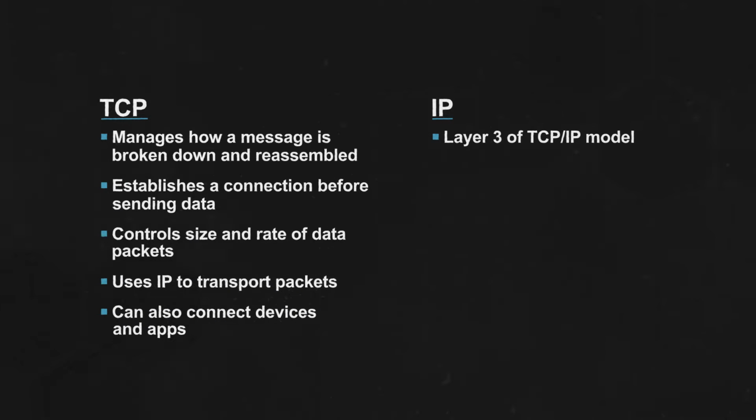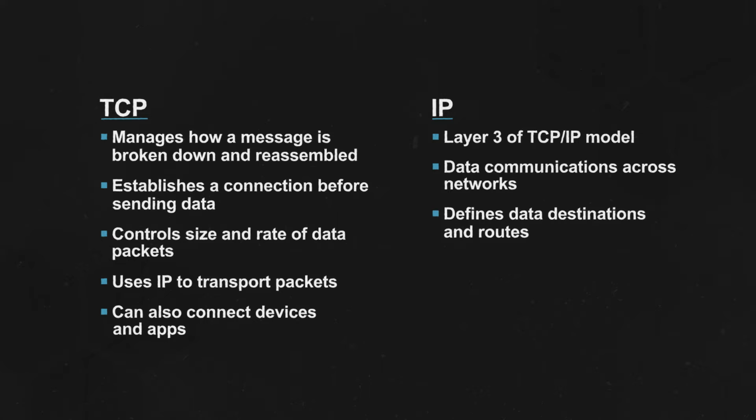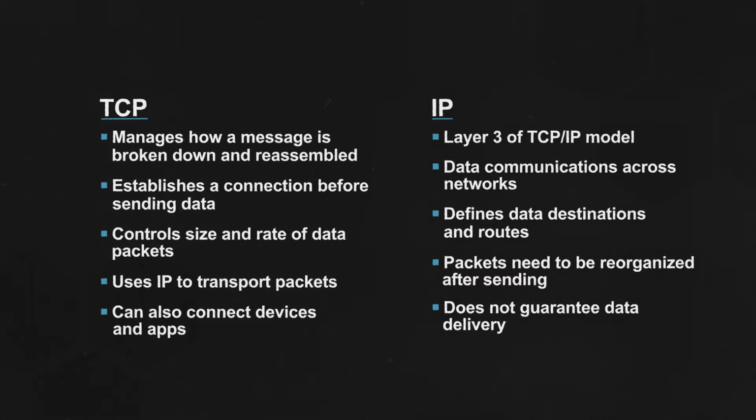IP is a Layer 3 protocol that only concerns itself with data communications across networks, including the internet. While it defines data destinations and how to route the packets, it's limited by the amount of data it can send in a single packet. Longer strings of data have to be broken down into multiple packets that need to be reorganized after sending. This can cause bottlenecks, and IP does not guarantee delivery or offer error checking like TCP does. Together, the TCP/IP protocol suite enables data transfer and communications across both the internet and other networks.